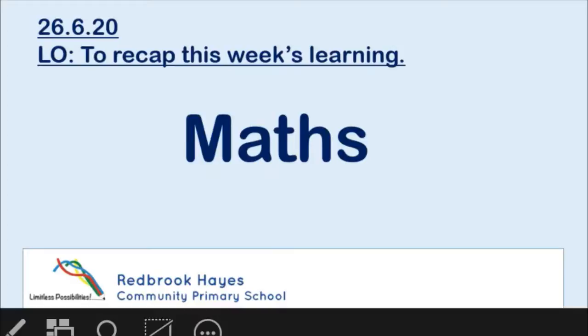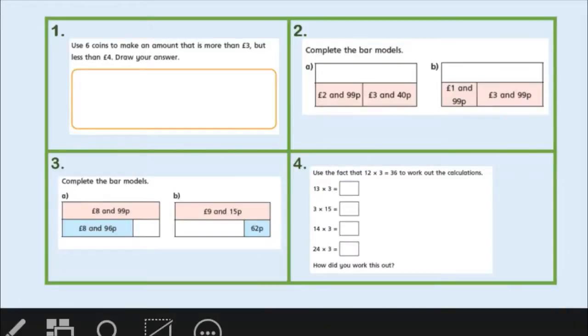So here are your questions. It's a little bit like our regular recall that we do, so I've split it into those 4 for you. Your first one there: use 6 coins to make an amount that is more than £3 but less than £4, and draw your answer. So in your book, you're just going to have a go at drawing it.